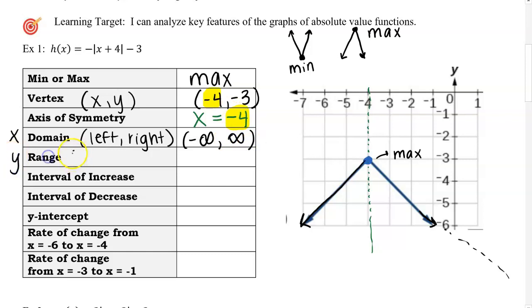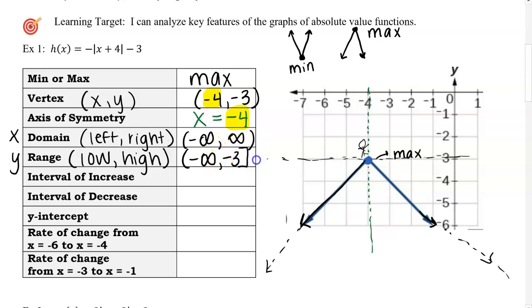The range, we want to think y. Range goes low y value to high y value. Because this V shape opens down, our lowest y value is going all the way down, continuing to -infinity. Your highest y value is where the graph stops at the top and the y value that's there. So you'll notice this is the highest point on our graph. If I were to climb this graph, I'd be standing at the top when the y value is -3. And we're going to use a bracket because there's a closed circle up here at -3.